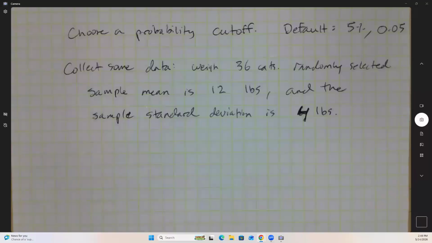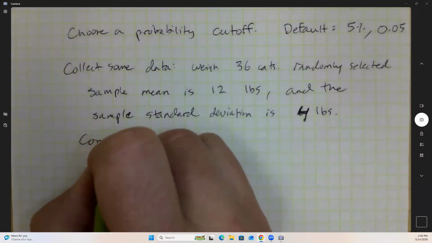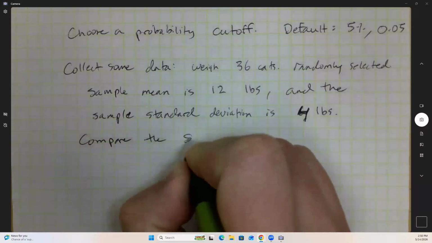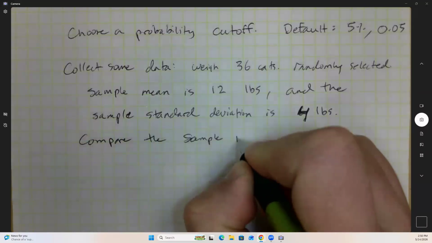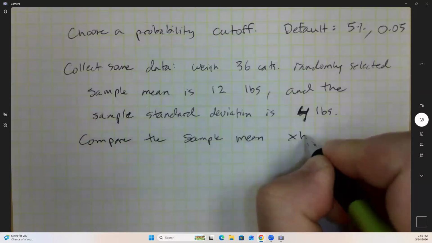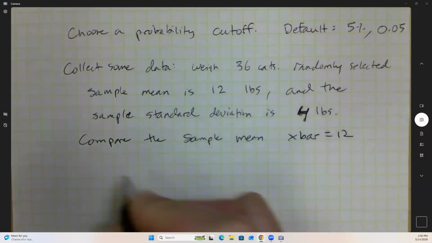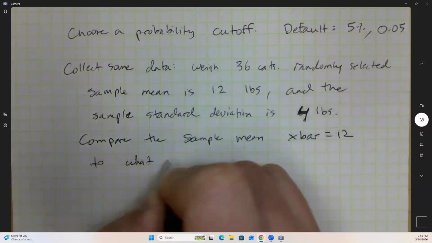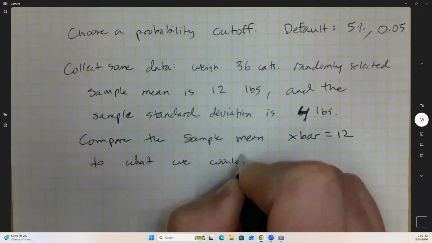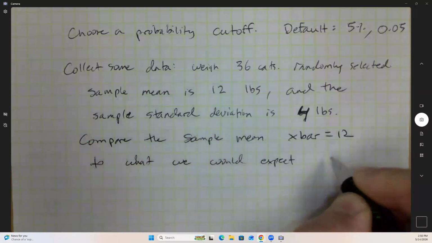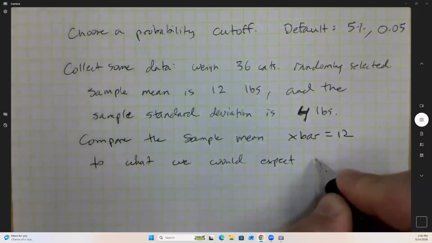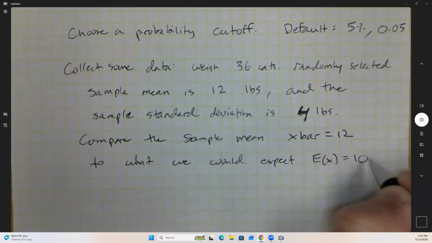is like Dorothy's Technicolor flowers. This is the data we're going to use to compare to what we expect. And the way we compare it is we compare the sample mean, X bar, to what we would expect, which is the expected weight of cats, which is 10.